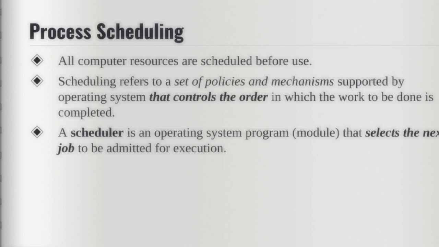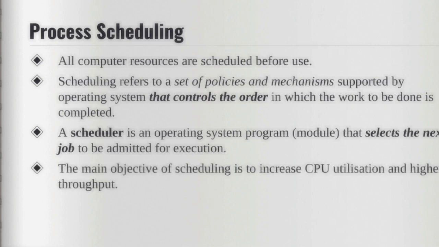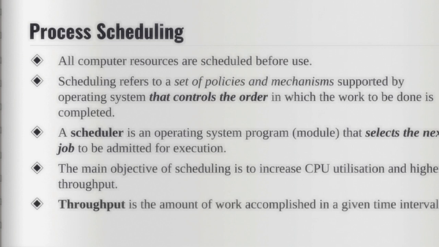A scheduler is an operating system program that selects the next job to be admitted for execution. And the main objective of scheduling is to increase CPU utilization and higher throughput. Now you must be wondering what a throughput is. Well, a throughput is the amount of work accomplished in a given time interval.